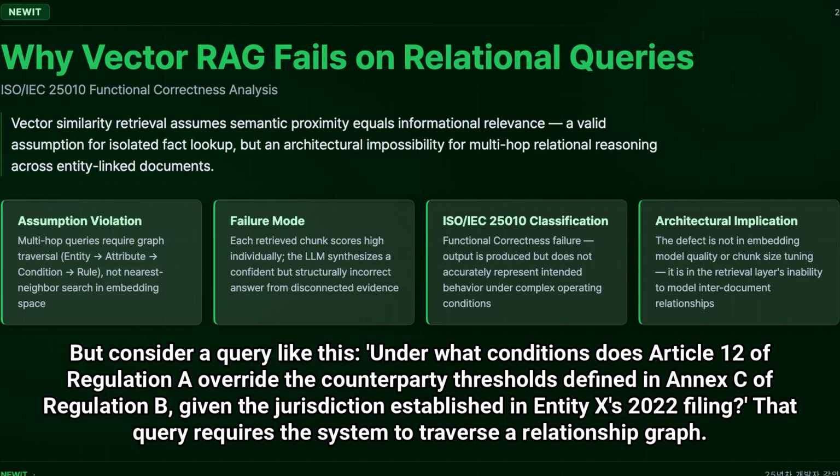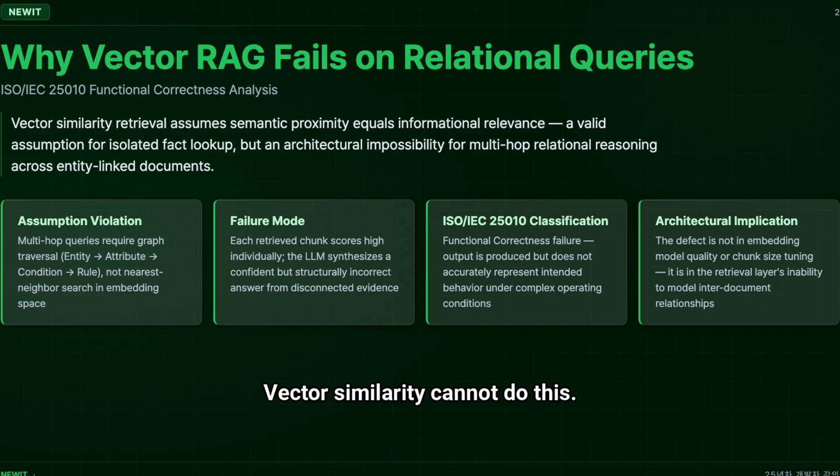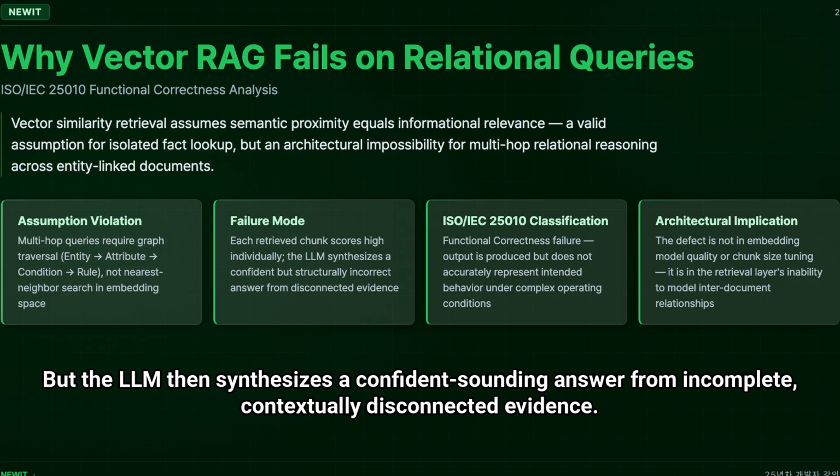That query requires a system to traverse a relationship graph. It must identify entity X, locate its 2020 filing, extract its jurisdiction, apply that jurisdiction as a conditional filter across 2 separate regulatory texts. Vector similarity cannot do this. It will retrieve chunks that are semantically close to individual fragments of the query, and those chunks in isolation look correct. The LLM then synthesizes a confident-sounding answer from incomplete, contextually disconnected evidence.